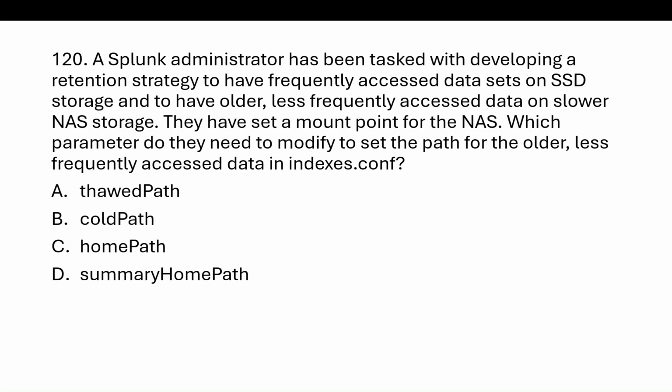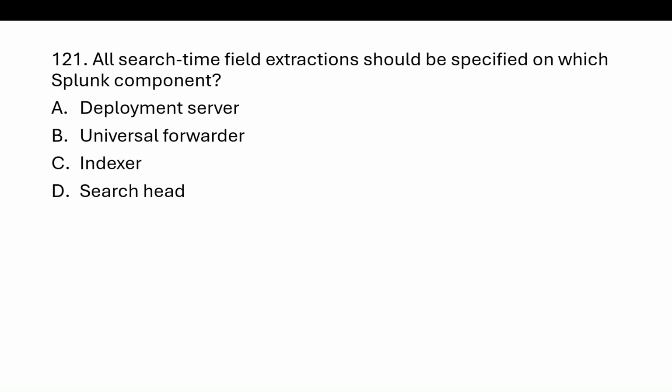Question number 120. A Splunk administrator has been tasked with developing a retention strategy to have frequently accessed data sets on SSD storage and to have older, less frequently accessed data on slower NAS storage. They have set a mount point for the NAS. Which parameter do they need to modify to set the path for the older, less frequently accessed data in indexes.conf? Here are the possible options, and the answer is option B, coldPath.